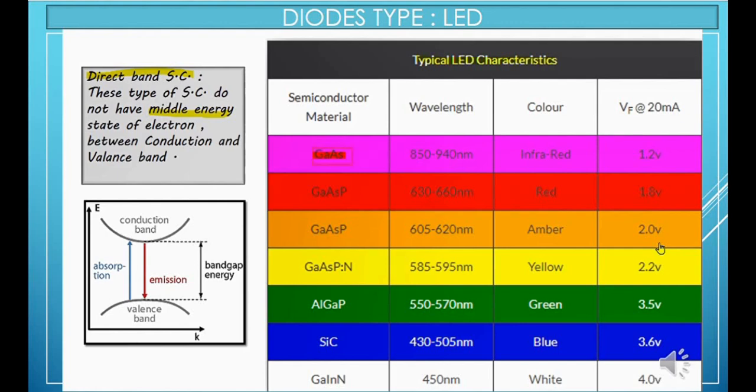The most commonly used material is gallium arsenide, and it is used in TV remotes and AC remotes also. It should be noted that it does not emit visible light. It emits infrared. Its wavelength is about 850 nanometers, and its energy band gap is 1.21 volts.